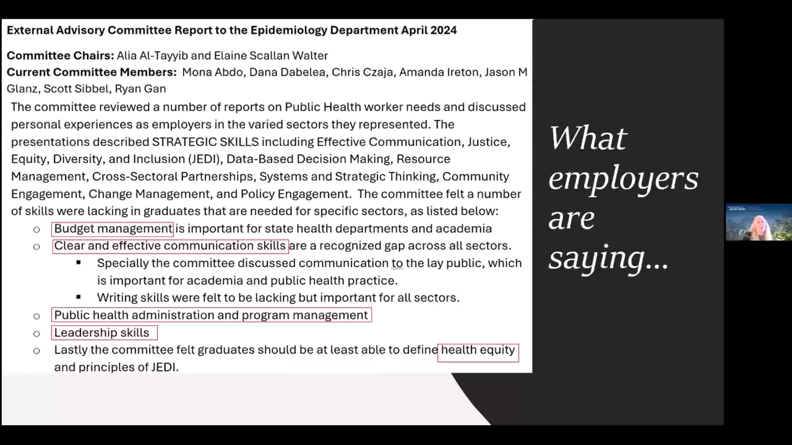And this is the report that I'm showing, just a little brief snippet of it from the last year of discussions with this committee. So this is going to the department to just say what the recommendations are from that committee. And you'll notice some overlaps with the ACE roundtable, but also a couple new things come out. And those are budget management, public health administration and program management, leadership skills, and familiarity with the principles of EDI.